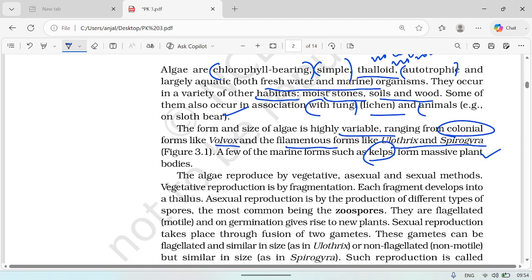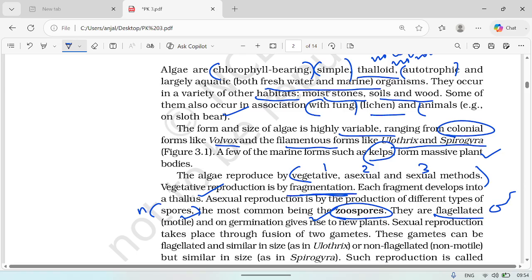Then algae reproduce by vegetative, asexual and sexual methods. Vegetative reproduction is by fragmentation. That means each fragment develops into a thallus. Thallus structure means no stem, no leaf and no root, simple structure. And asexual reproduction is by the production of different types of spores, which are haploid spores, the most common being zoospores. They are flagellated, motile, and on germination give rise to new plants. Motile means movement is there.